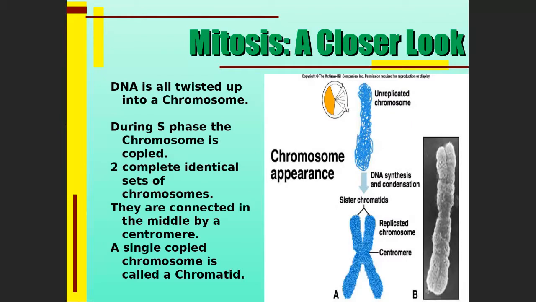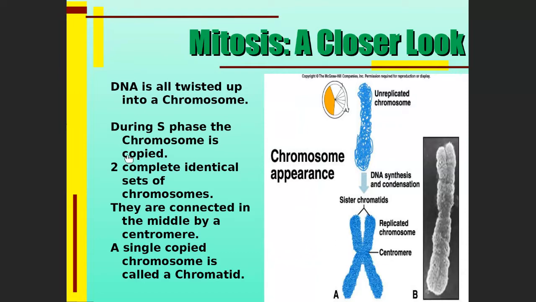So in mitosis, we can have a closer look. The DNA is all twisted up into the chromosomes. You see, this is the DNA which is twisted up into the form of chromosomes along with the proteins. As I told you, the histone proteins are wrapped with the DNA, and it is so compacted and twisted that it forms the chromosomes.